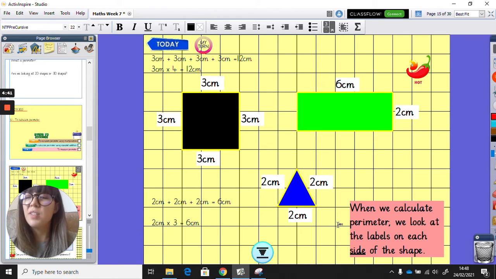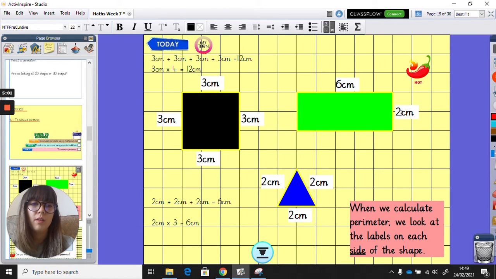Now we're going to move on to a slightly different question. Now with a rectangle, you know that all the sides are not the same length. Okay, with a rectangle, we've got 2 longer sides and 2 shorter sides. Now the 2 longer sides are the same length and the 2 shorter sides are the same length of the rectangle.